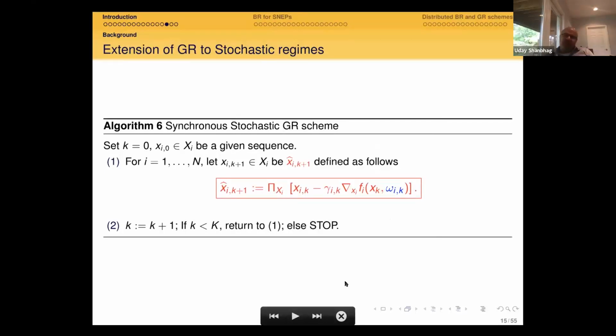If you remember the original synchronous gradient response scheme, each player took her previous strategy and then moved along the negative gradient direction using the objective function. Now, instead of using the objective function, you take a sampled gradient, and you just move along the negative direction of the sampled gradient. And under some assumptions on gamma sub ik, you can guarantee convergence.